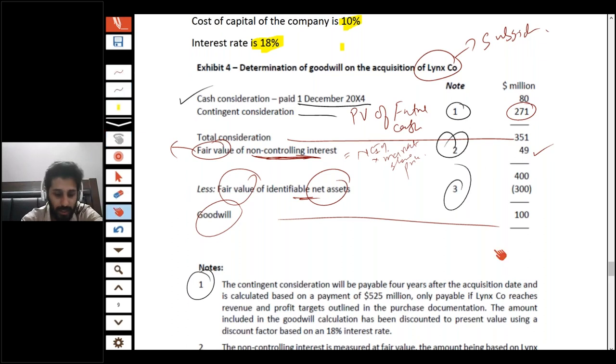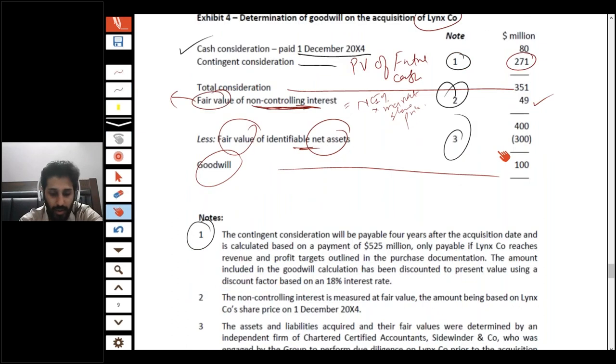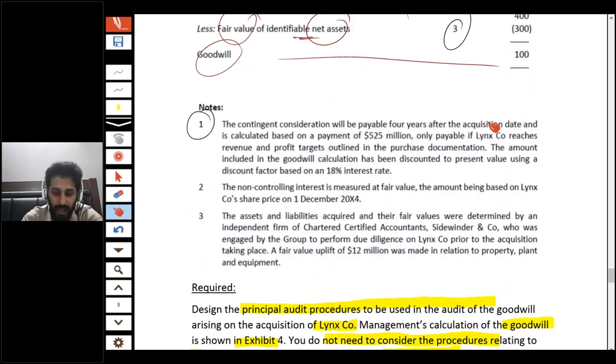Note number 1, I'm stating that the contingent consideration will be payable 4 years after the acquisition date, and it's calculated based on the payment of 525 million, only payable if Links company reaches the revenue and profit targets. The amount included in the goodwill calculation has been discounted to present value using a discount factor of 18% interest rate.